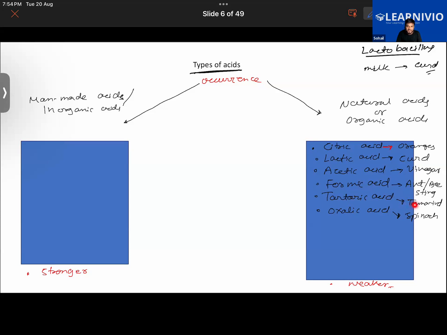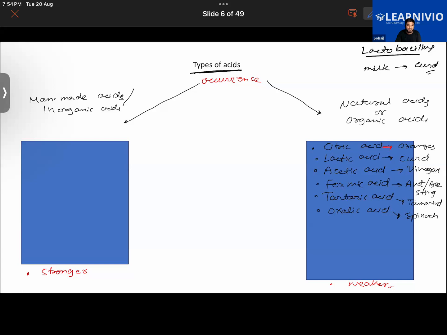Tamarind, that is imili, contains an acid called tartaric acid. The green leafy vegetables, like spinach, are sour. Usually all of them would be sour, like oranges or curd, vinegar, all of them have a sour taste. The tamarind and spinach also have somewhat of a sour taste. If you have eaten spinach, it has a slight sour taste. That contains oxalic acid. Is that much clear to everyone so far or not?